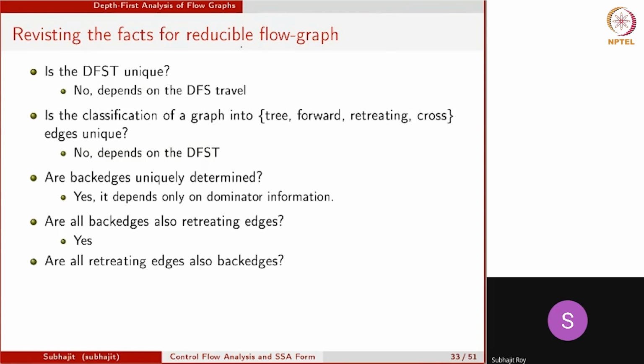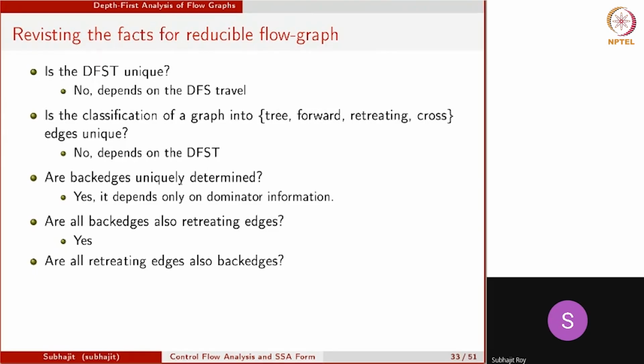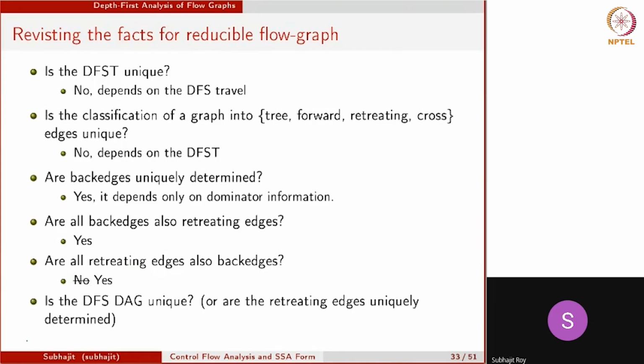Are all retreating edges back edges? Of course, all retreating edges were. Oh, sorry, this was already holding, I missed it. But in this case, with this property, which is what we defined for reducible flow graphs, retreating edges are also back edges. So for a normal flow graph, the answer is no. But for reducible flow graphs, the answer is yes. And similarly, is the DFS DAG unique? In an arbitrary graph, it is no. But for a reducible flow graph, it is yes. So the answers to these questions change a bit depending on whether it is a reducible flow graph.